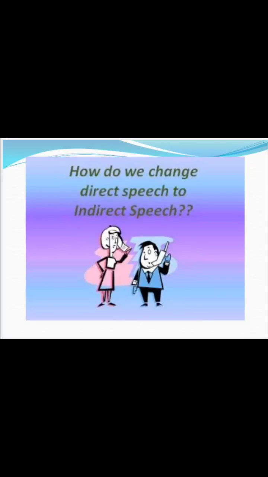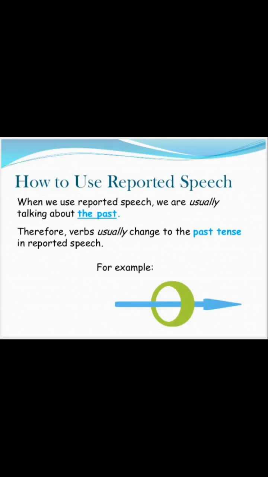Now, let us understand how we change direct speech to indirect speech. While using reported speech, we are usually talking about the past. That means anything which has happened in the past, we are referring to in the present. So the verb usually changes to the past tense in reported speech. That means we need to change the verb into its past form.